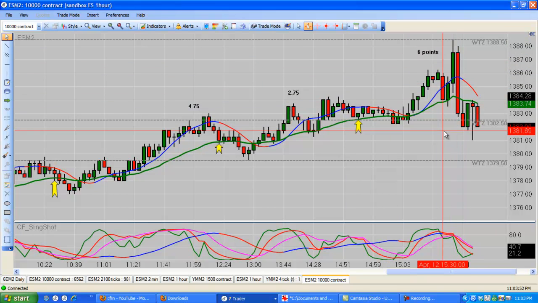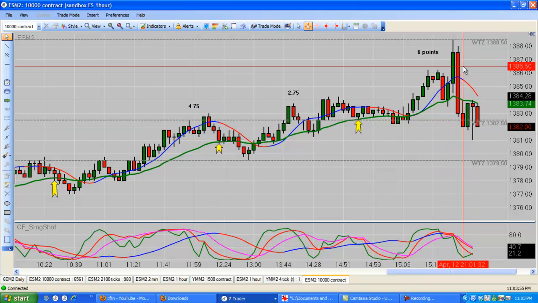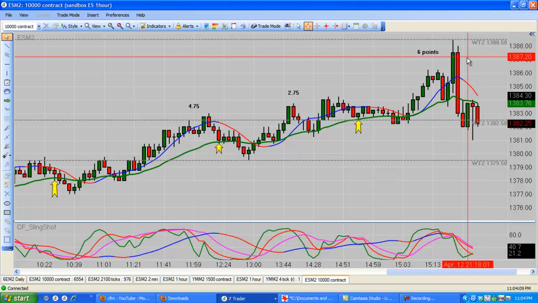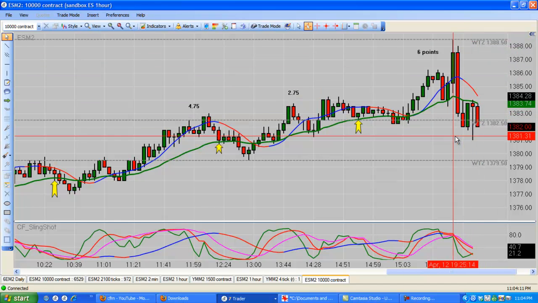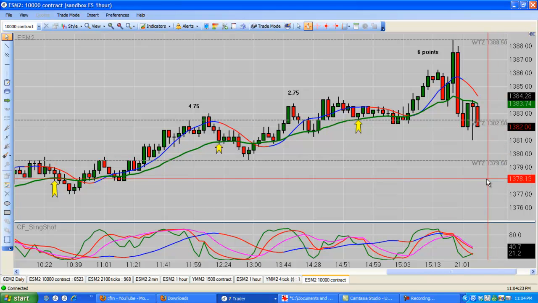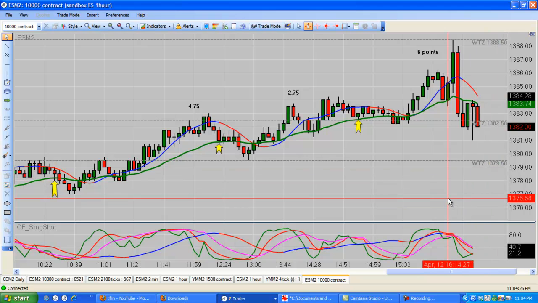Now, this big red candle here, if you're wondering what that is, that's China missing their GDP prediction. It was anticipated they were going to hit 8.4, and when the number came out tonight on Globex, it was 8.1. And so the market tanked from 1388 all the way down to 1383 in very short order. In fact, we have a trade alert out right now to be short on a stop below 78.